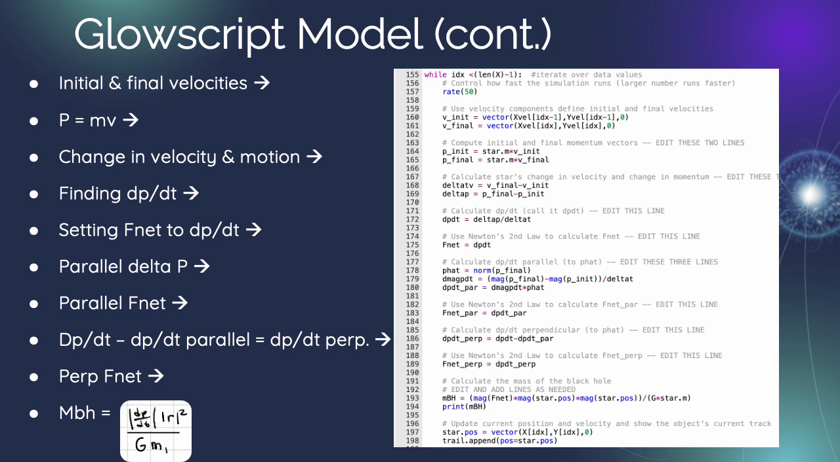Here are a few more equations I went through to find the parallel and perpendicular components of momentum to find the net force acting on the system, which is the star in this case. The last line here is the most important one, because we can calculate the mass of the black hole at each given time increment using the change in momentum over the change in time, over the net force calculated, times the distance squared, and G M, as you can see there.